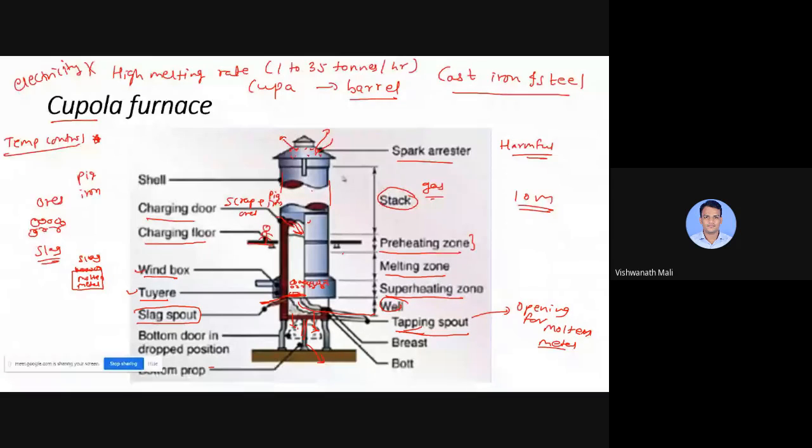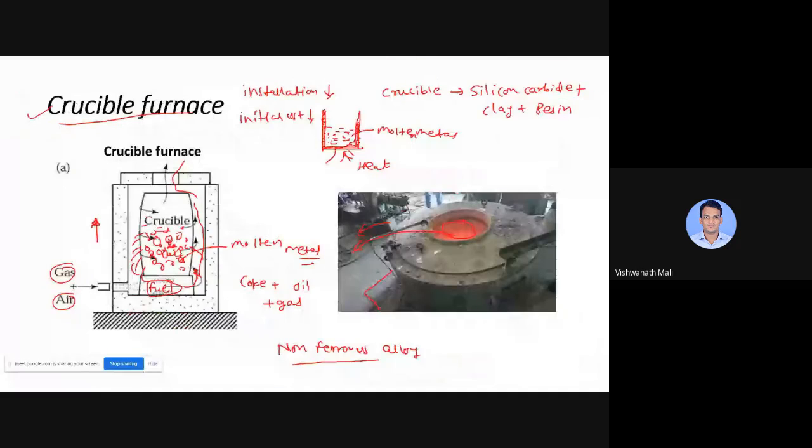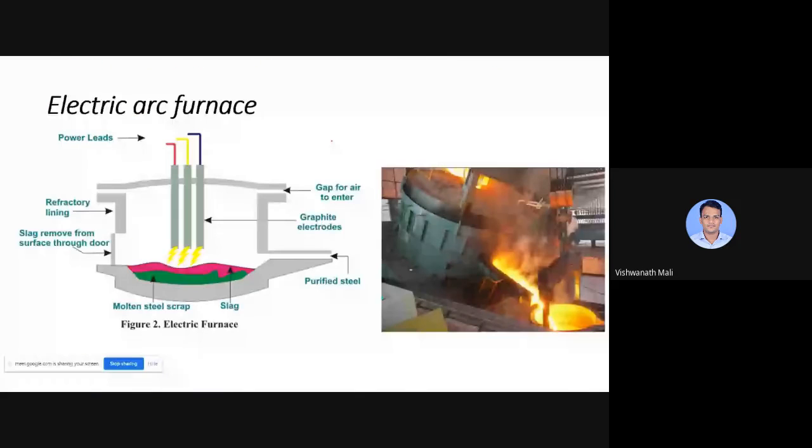Right? So we have learned the crucible furnace and then the cupola furnace. Now the electric arc furnace.